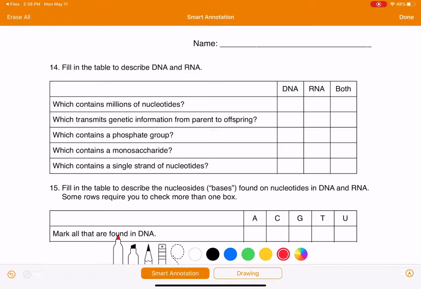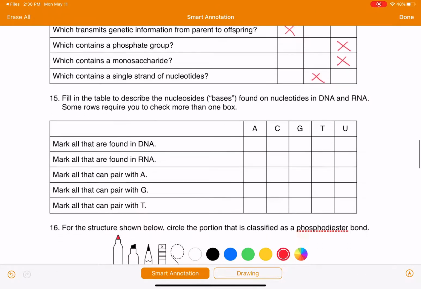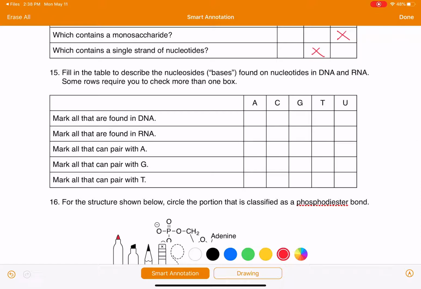Fill in the table to describe DNA and RNA. Which one contains millions of nucleotides is DNA. Parent to offspring, DNA. Phosphate group, they both have phosphate groups. Monosaccharide, they both have monosaccharide. Single strand, that's RNA.